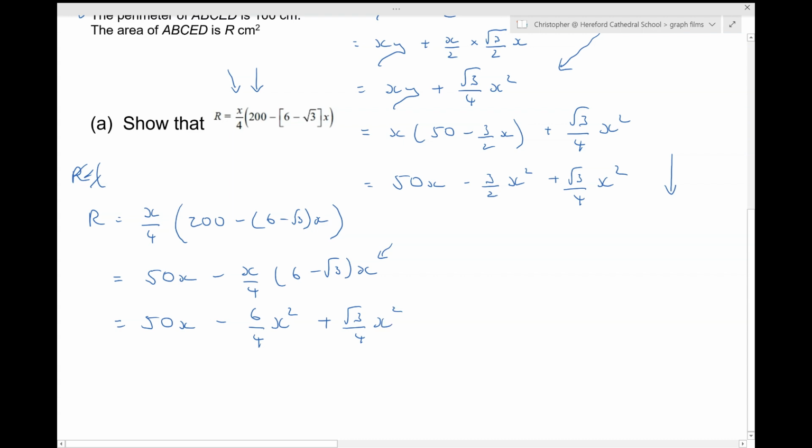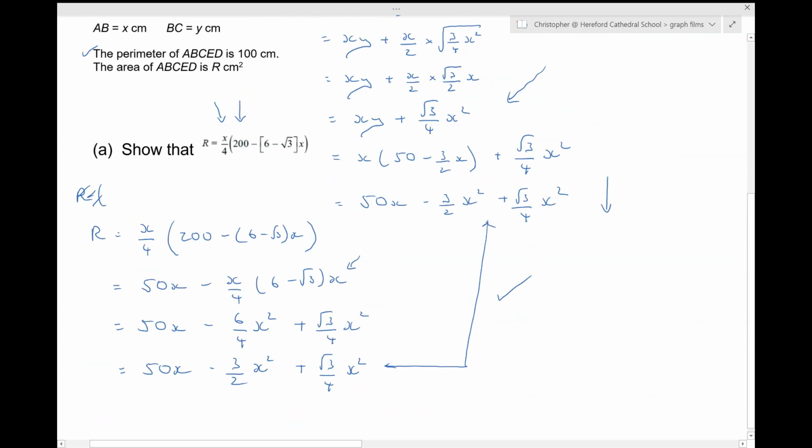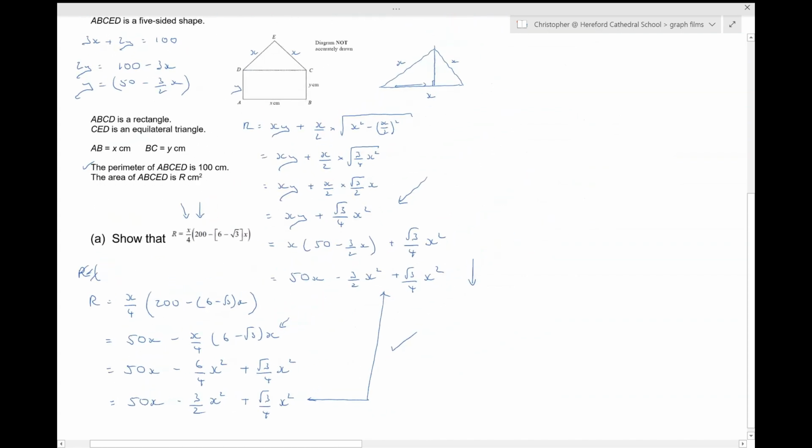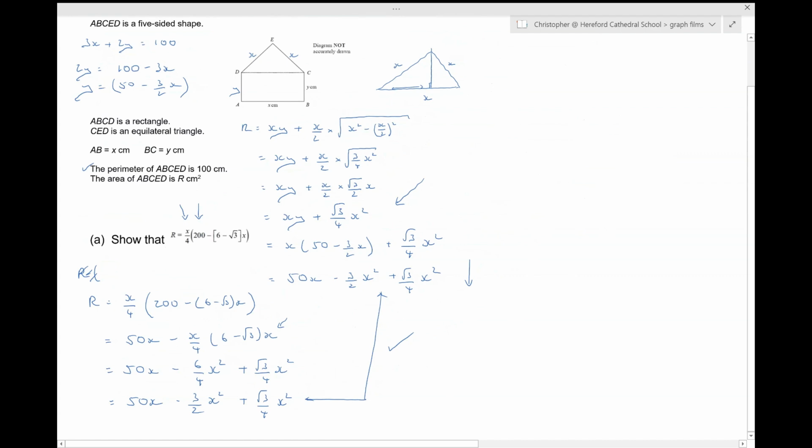And would you look at that? My expression on the left is so close to the expression I'm aiming for on the right. In fact, all I need to do is to simplify that fraction. And there we go. So these two expressions are equal. So I have shown that r does indeed equal the expression which I was given in the question. And there is part A complete.